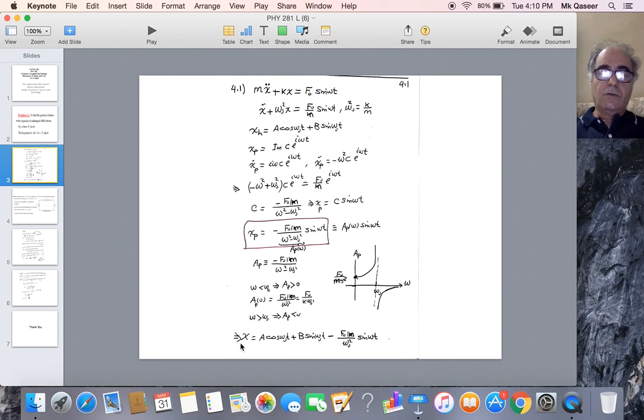The general solution is a cosine omega 0 t plus b sine omega 0 t minus F0 over m omega 0 squared times sine omega t.